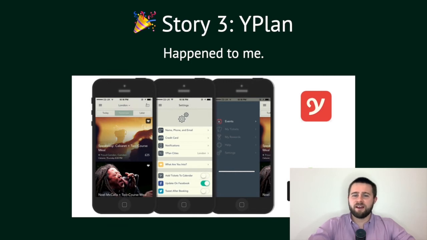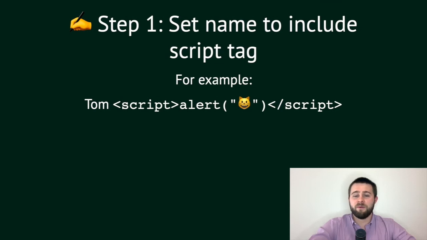My third story comes courtesy of YPlan, my employer from 2014 to 16. We were an events e-commerce app, and we had several of the usual features that you'd expect, like accounts, the ability to set your name, purchase things and see your purchase list, etc. My colleague Tom Granger figured out that if he added HTML to his name in the app, it would get rendered in the admin. So his first step was to open the app and set his name to Tom, and then a script tag that included alert cat face emoji.